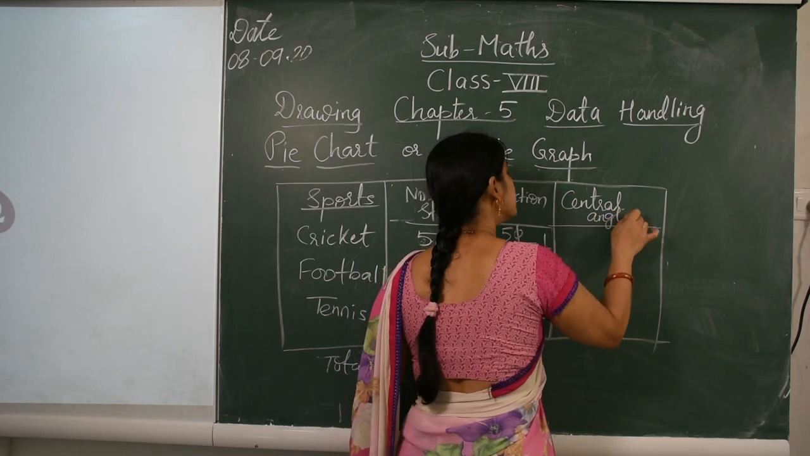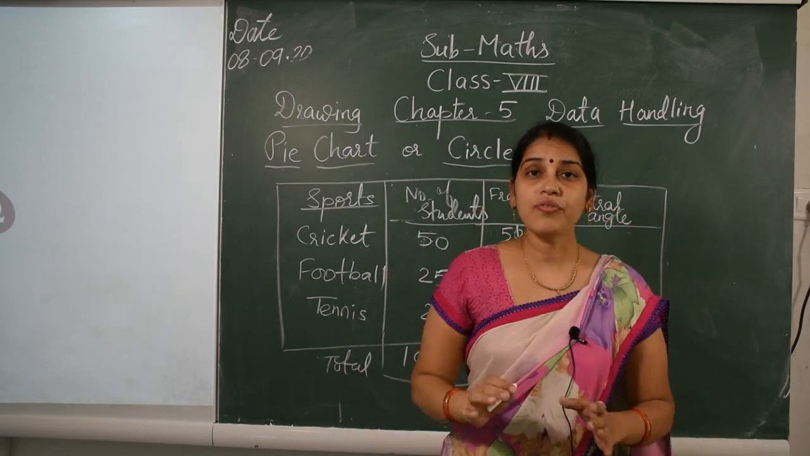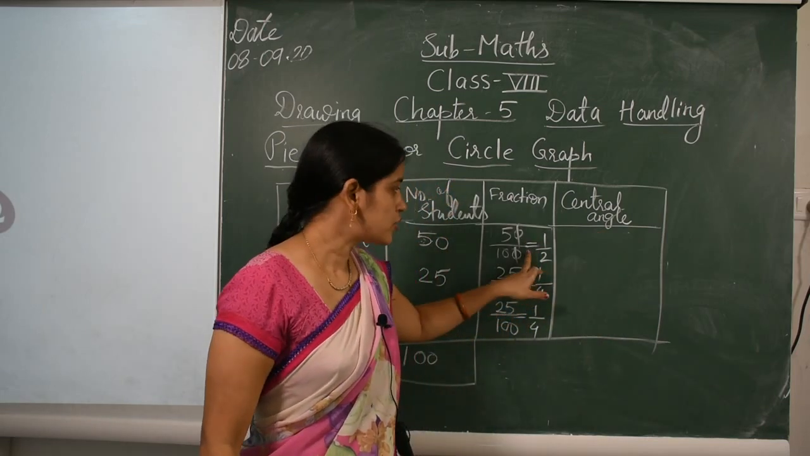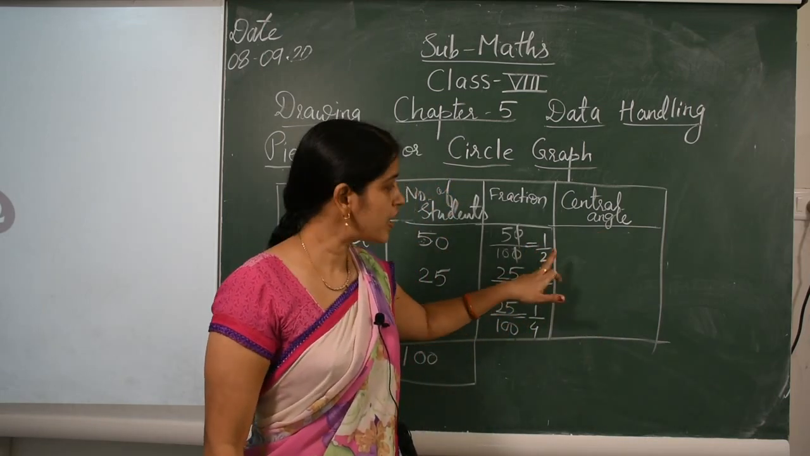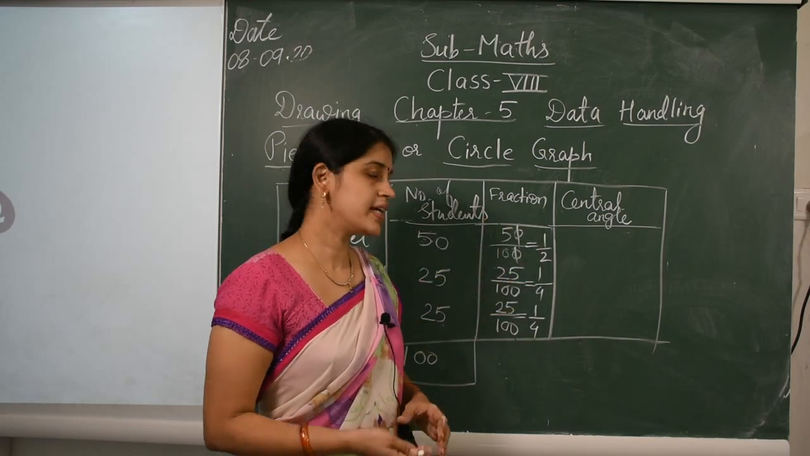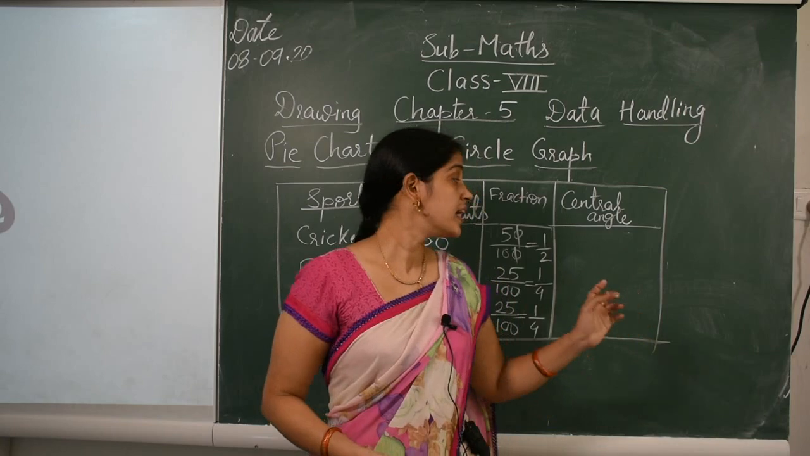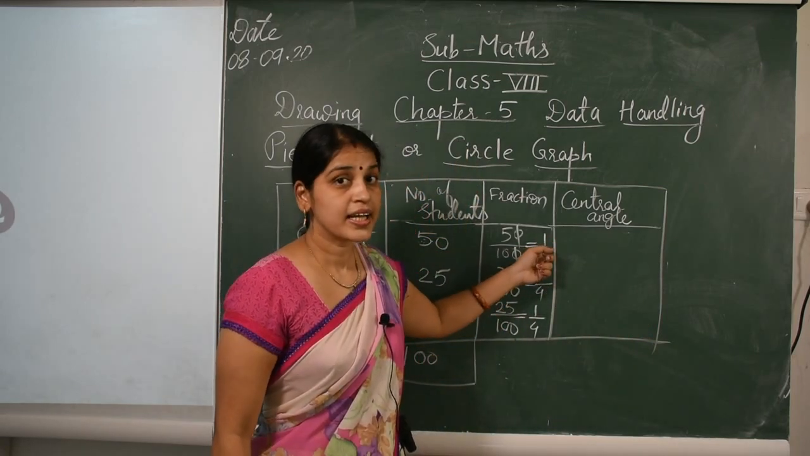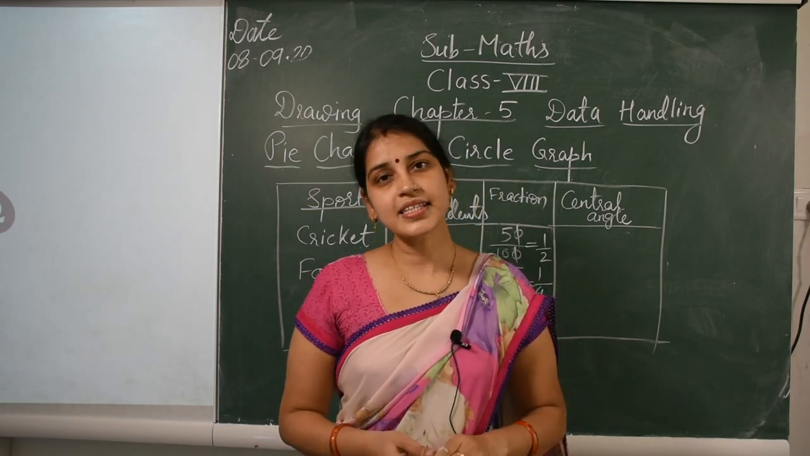Now how to find central angle? For finding the central angle, either you convert this fraction into its simplest form, or you can take the same number also here. It depends on your choice. So here we convert it into simplest form. So this fraction gets multiplied by 360.